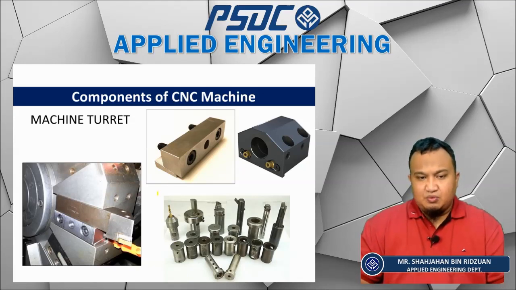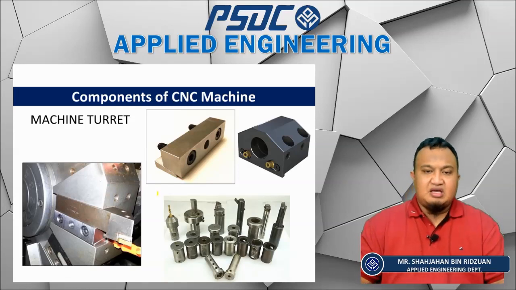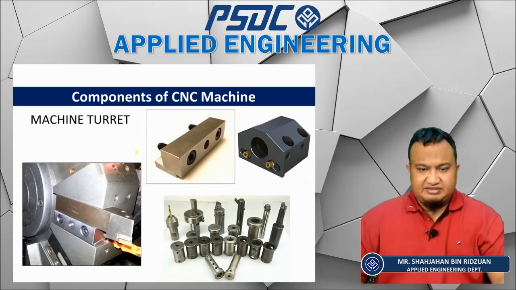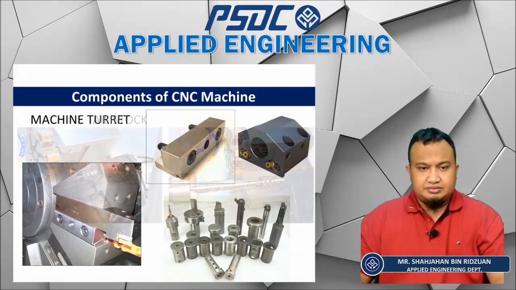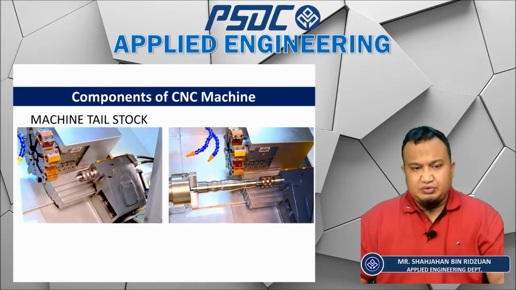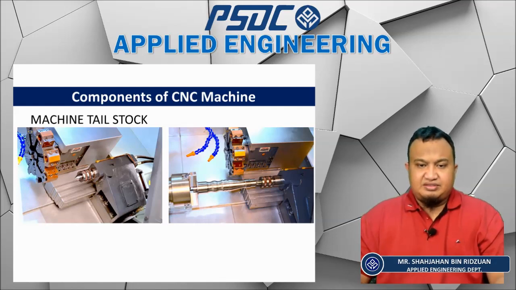So if, let's say, you want to put OD tools or ID tools on the machine turret, you'll need to use this attachment. The next component will be the machine tailstock. We need to use the tailstock whenever we turn a long material, to support the material from overhanging.